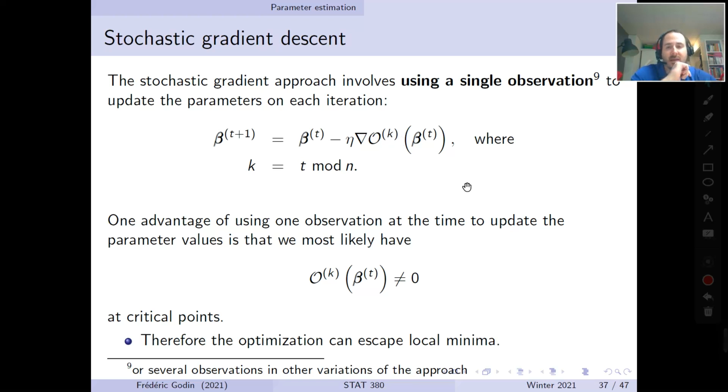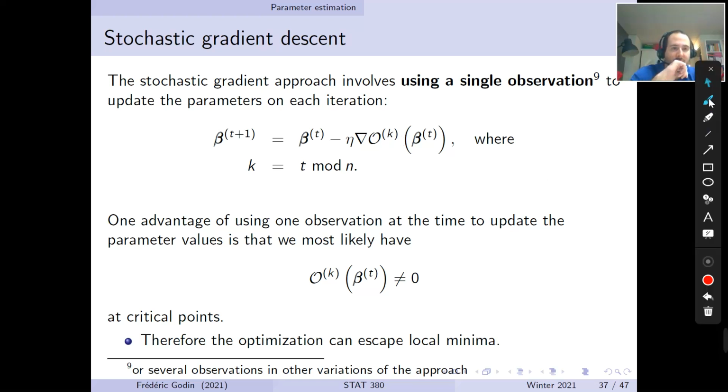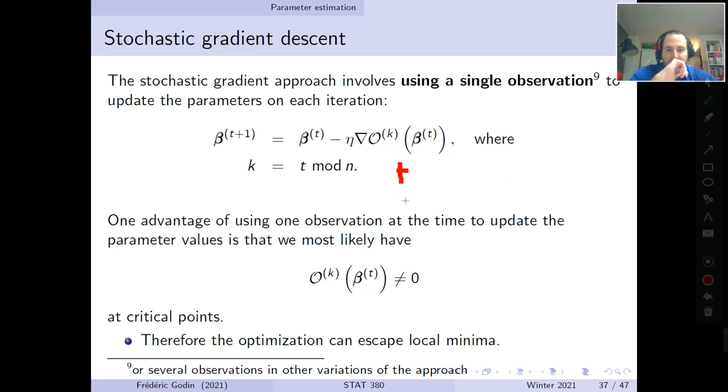So what that means is, let's give an example. Let's say this is t, this is k, and let's say n is equal to 3. So here, if we have t equal to 1, 2, 3, 4, 5, t represents all iterations of the stochastic gradient descent.